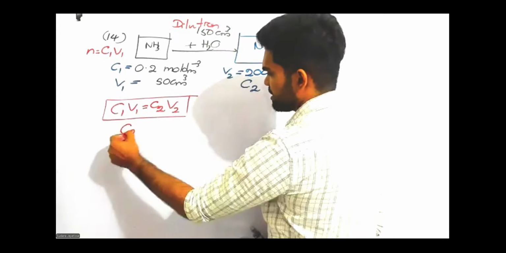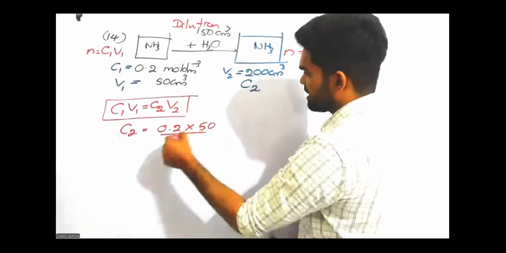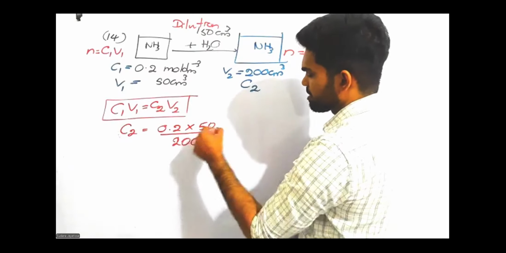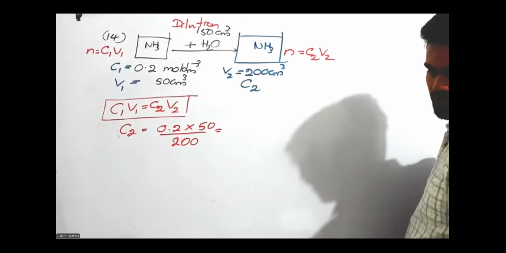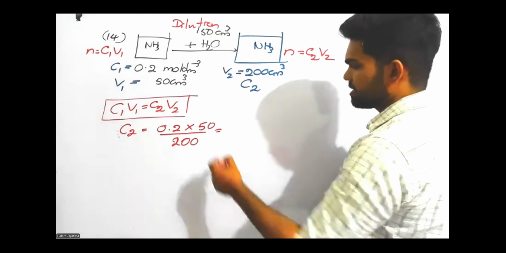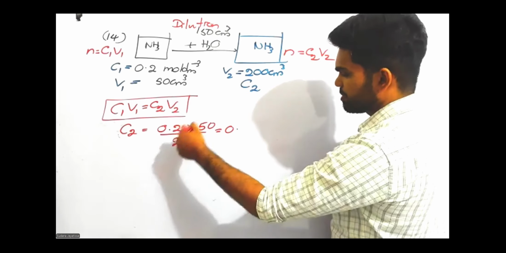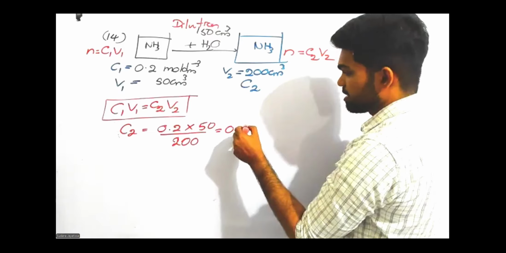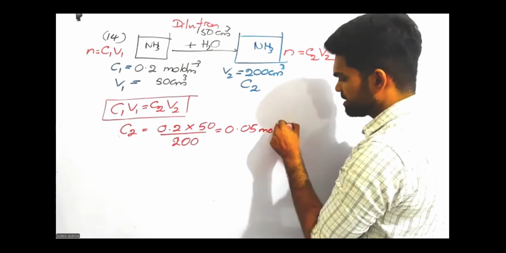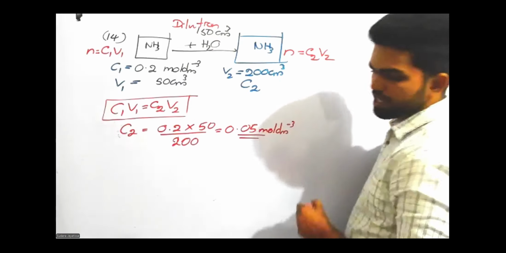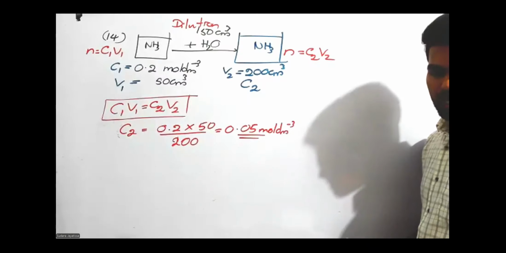They're asking for C2: 0.2 into 50 divided by 200. There is no need to convert the unit because cubic centimeters cancel out. So it's going to be 0.05. This is the new concentration. So the concentration decreases by 4 times. The answer is going to be answer 2.